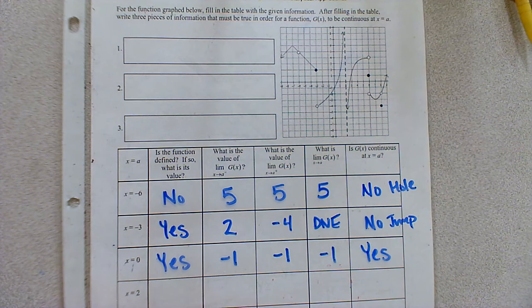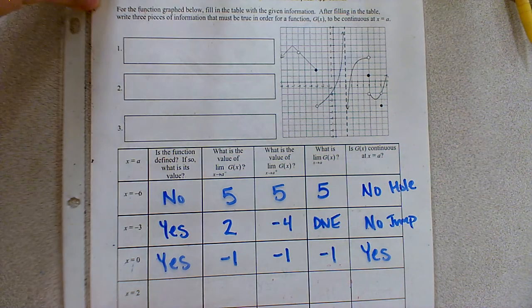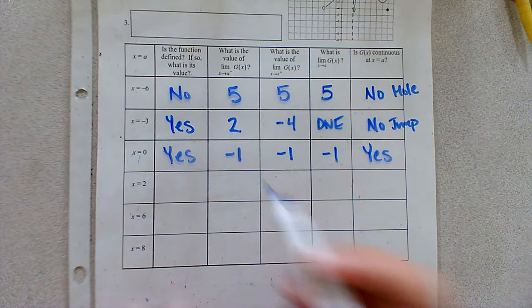So I want you to go ahead and try the next ones for 2, 6, and 8. I'll jot those down real quickly, but make sure that you can get the same results.